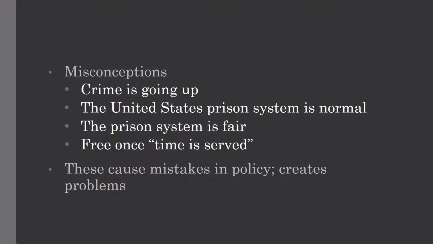And people have a misconception that once a convict serves his or her time, they are free to go, that they've served their time, and they are full citizens then. And in many states, that's not true.